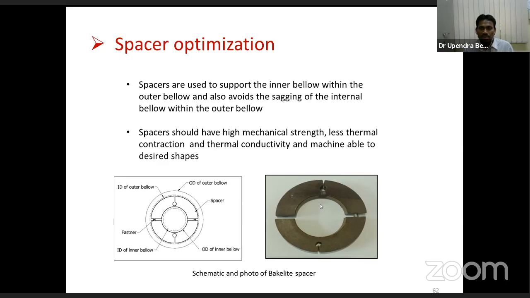So very sharp points like triangular or rectangular spacers may damage the inner and outer bellows. Also, if the thickness is less, it can go into the corrugations. Because of that, we have designed Hylam spacers with a thickness of around 10 mm, so that it sits properly in the interface, supporting the inner bellow against the outer bellow.